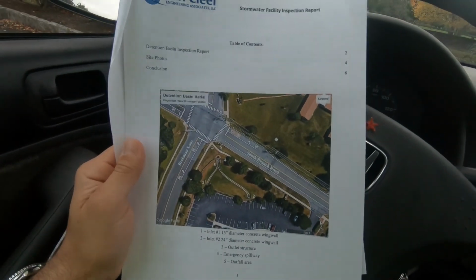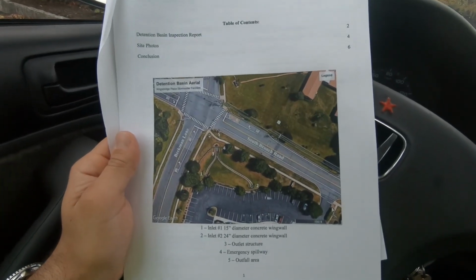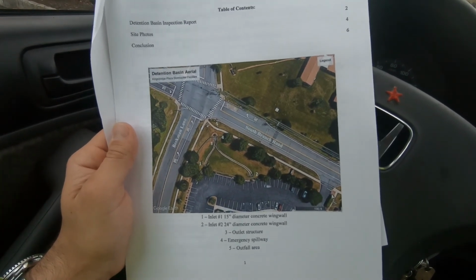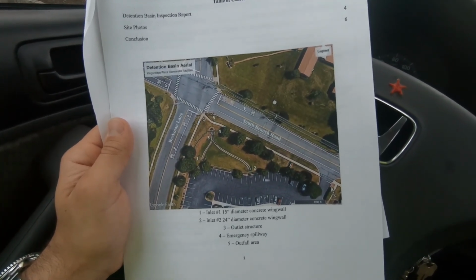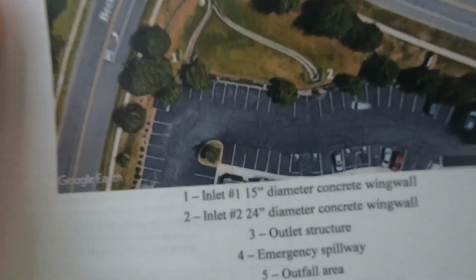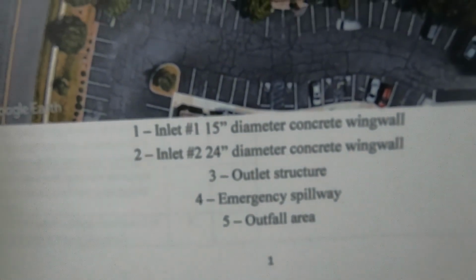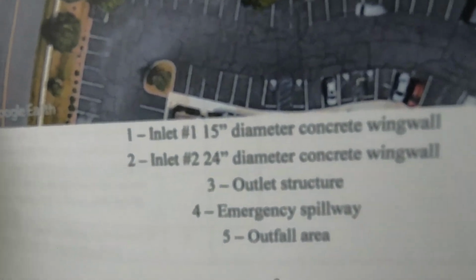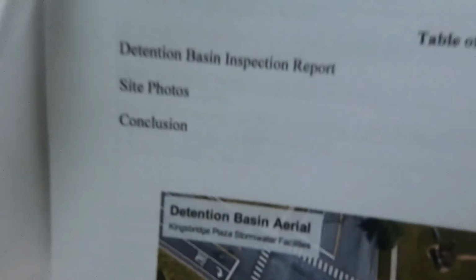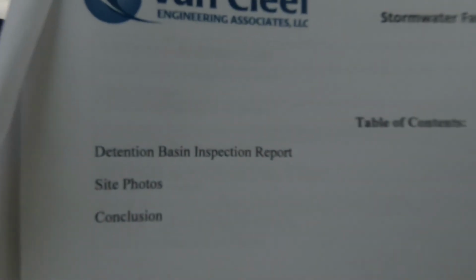the table of contents. I have a nice aerial photograph of what the detention basin looks like from the sky. And then I also have a few features labeled, all right? So 1 is this, 2 is that. 4, emergency spillway, 5, outfall area. And then you can see there's numbers labeled there. The table of contents also includes the report, site photos, and the conclusion.